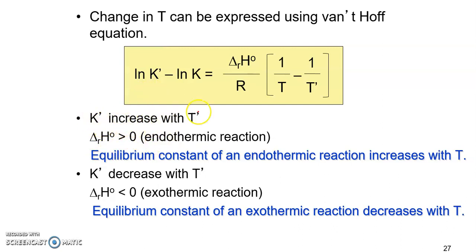So if this case happens, the equilibrium constant of an endothermic reaction will increase with T. And in the other case, K' will decrease with T', and from there ΔrH° is less than 0. So this one is an exothermic reaction. So the equilibrium constant of an exothermic reaction decreases with T.